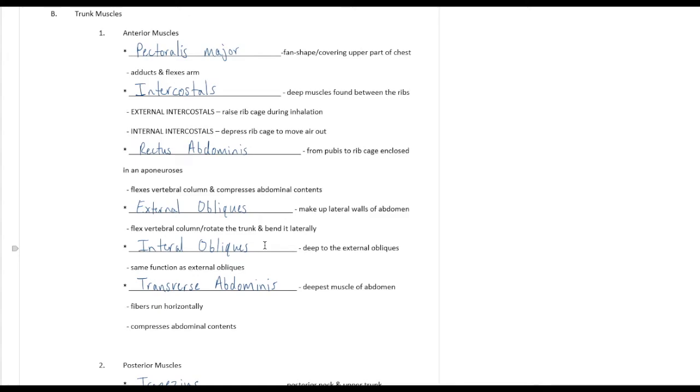We have our internal obliques, and these are going to be deep to the external obliques. Okay, and they're going to do the same function as the external obliques. And then we have our transverse abdominis, and these are the deepest muscle in the abdomen, and the fibers run horizontally to compress the abdomen's contents.